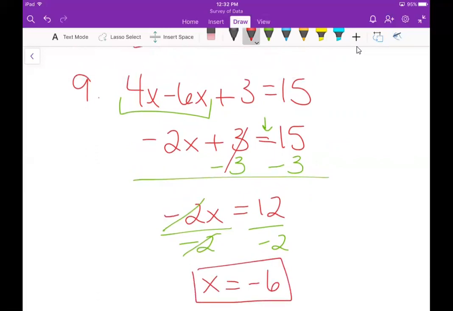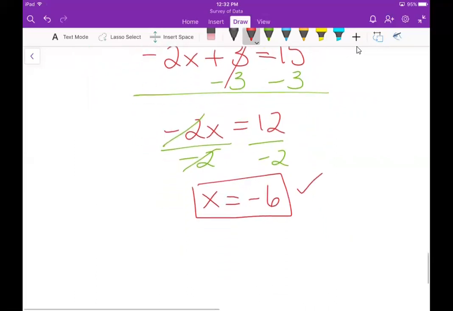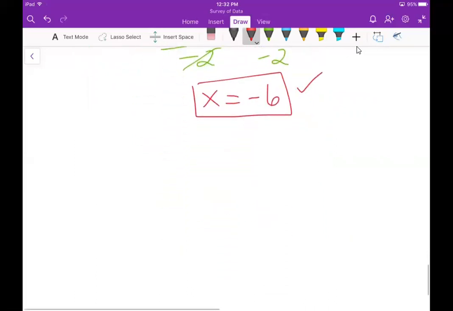And again, you can plug that in back up here and make sure it works. Take 4 times negative 6 minus 6 times negative 6 plus 3 in your calculator and see if you get 15, and it does check out. All right. Let's do one more.